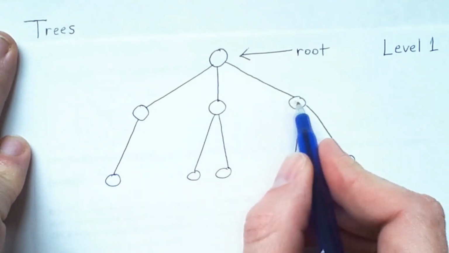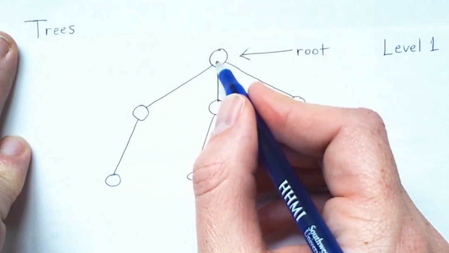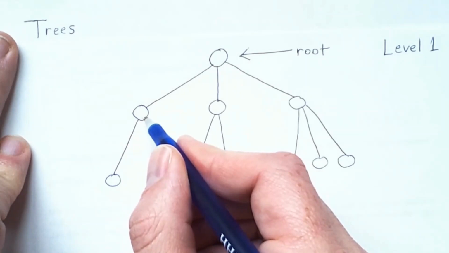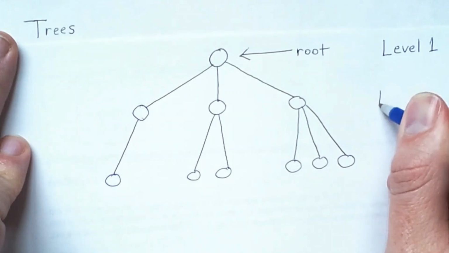So this particular root node has three children. These three children are siblings of each other. And this root node is the parent of these three children. Other nodes in the tree can also have their own child nodes. For example, this one has one child, this one has two children, and this one has three children. These children are at level 2. And these are at level 3.